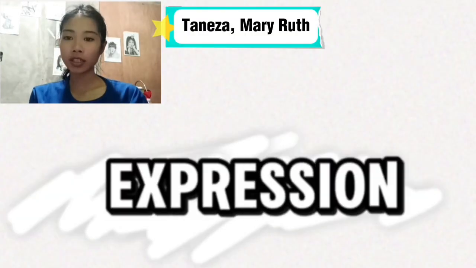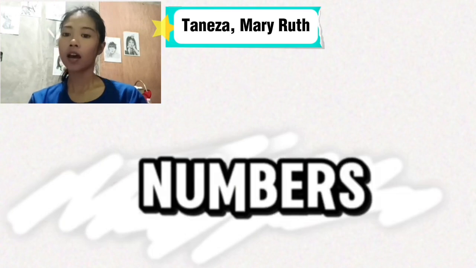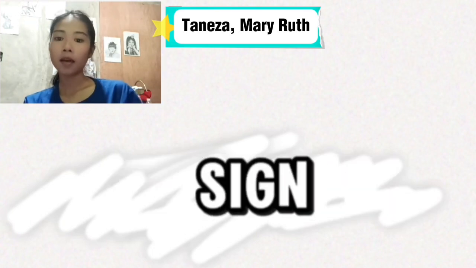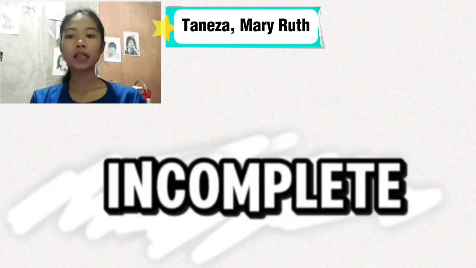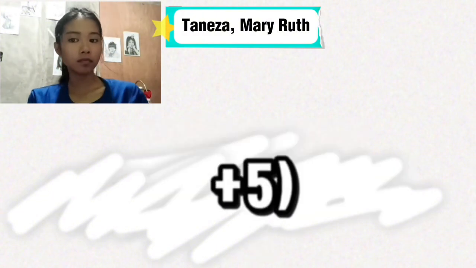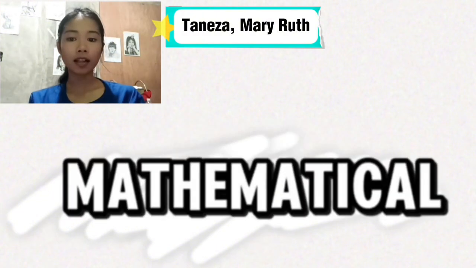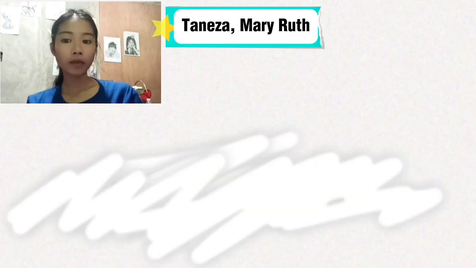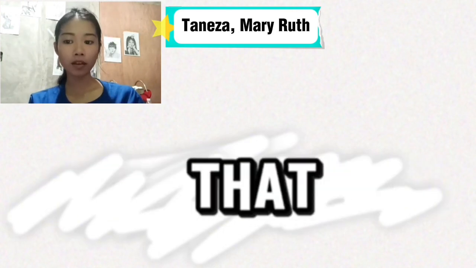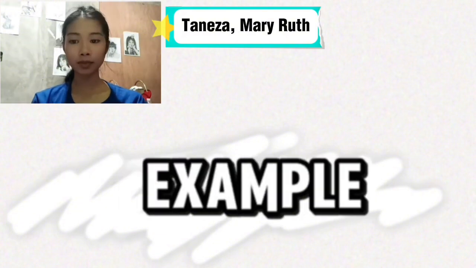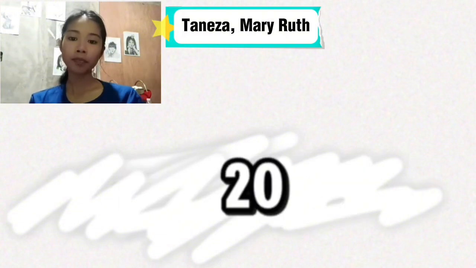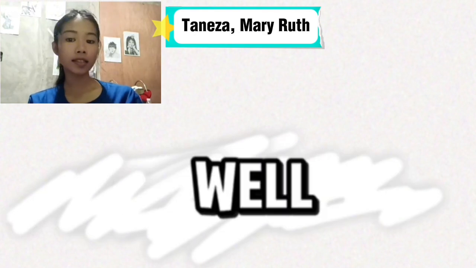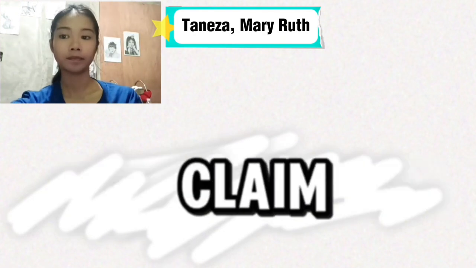A mathematical expression is a phrase with numbers, variables, and operations, but no equal sign, making it incomplete. Example: 3x plus 5. A mathematical sentence includes an equal or inequality sign, forming a complete statement that can be evaluated. Example: 3x plus 5 equals 20. Simply put, expressions are unfinished ideas, while sentences make mathematical claims.